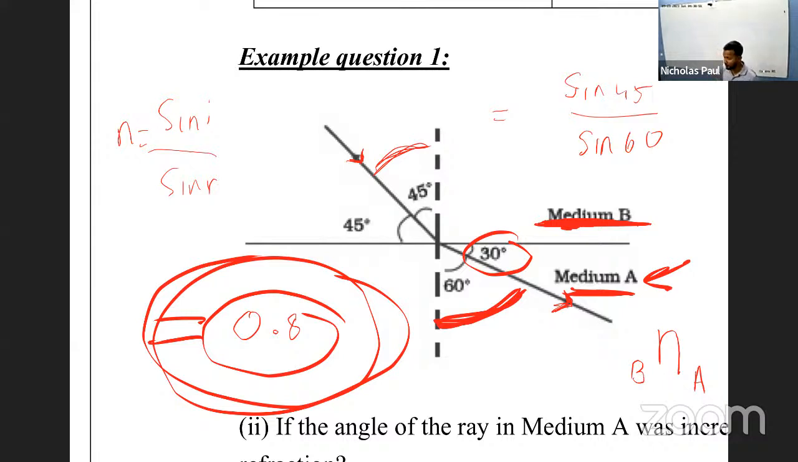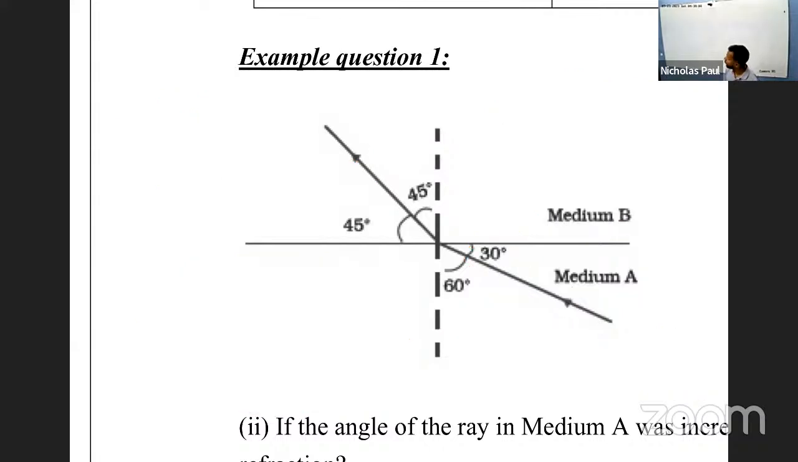I just want to flip it around, right? If I flip it around like this, the ray going from A to B. Find the refractive index for me here and tell me what you get. And label it properly.